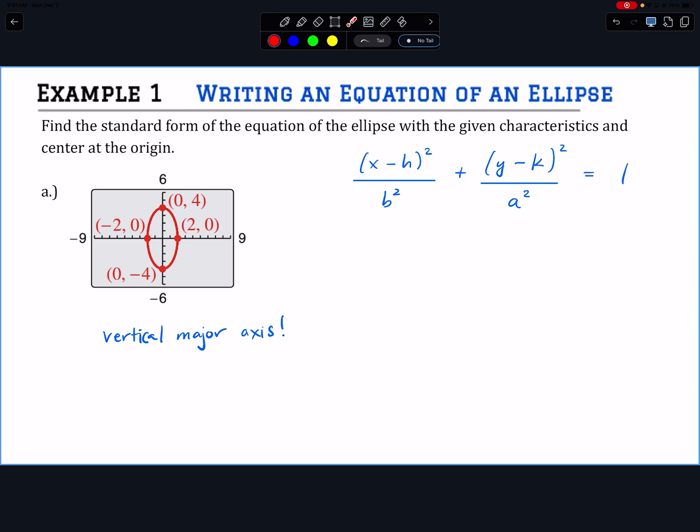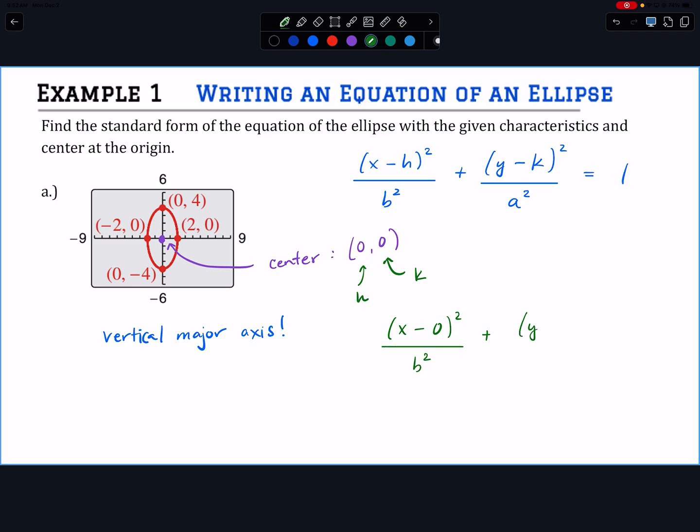So just looking at this picture, guys, what is the center of this ellipse? 0, 0. So this one's not too bad. The center is 0, 0. So remember, that is your H. And that is your K. So far we have x minus 0 squared over b squared plus y minus 0 squared over a squared is equal to 1.